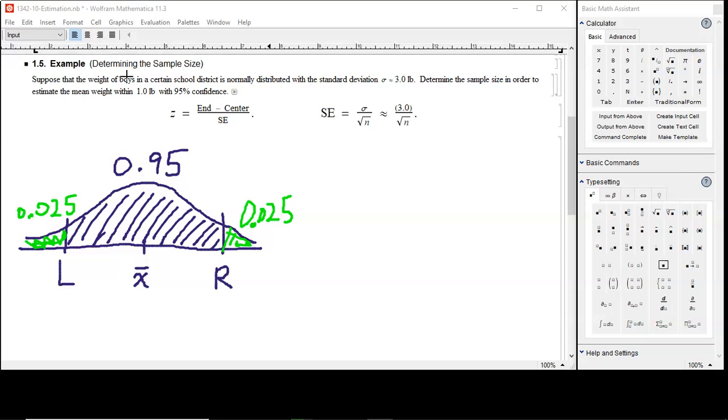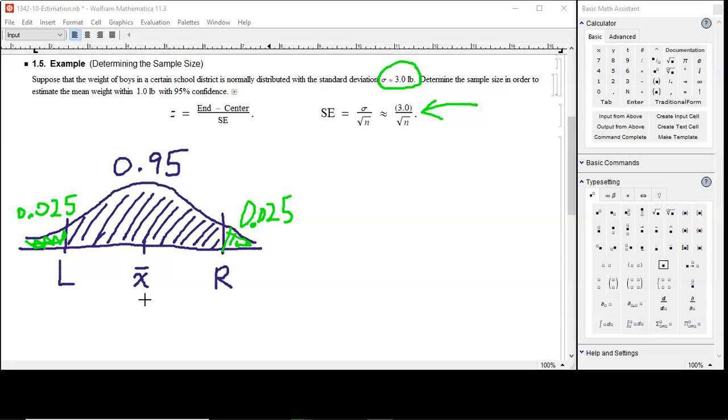Now, how do we utilize this information here? We already used the standard deviation of 3.0 in the standard error formula, and eventually this will go to the denominator of this z-score formula. And how about the end? Well, I can use either the left-hand side end or the right-hand side end. Either way, it's going to be fine. Center, okay, that's the best point estimate x bar. The problem is I don't know any of those. I don't know either of these two. So looks like I'm in trouble, but not really.